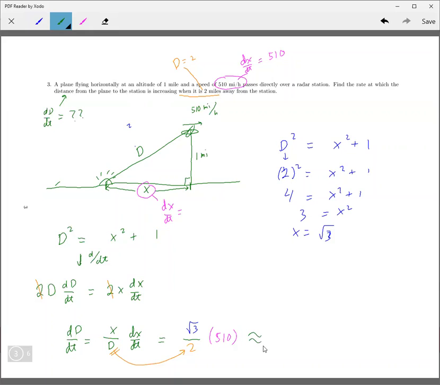Okay, so then you plug those into the calculator, and let me just do that right here to make sure that we're fine. So the square root of 3 times 510 divided by 2. Okay, so I get approximately 441.6729 something. It says to round to the nearest whole number, so that would be 442.